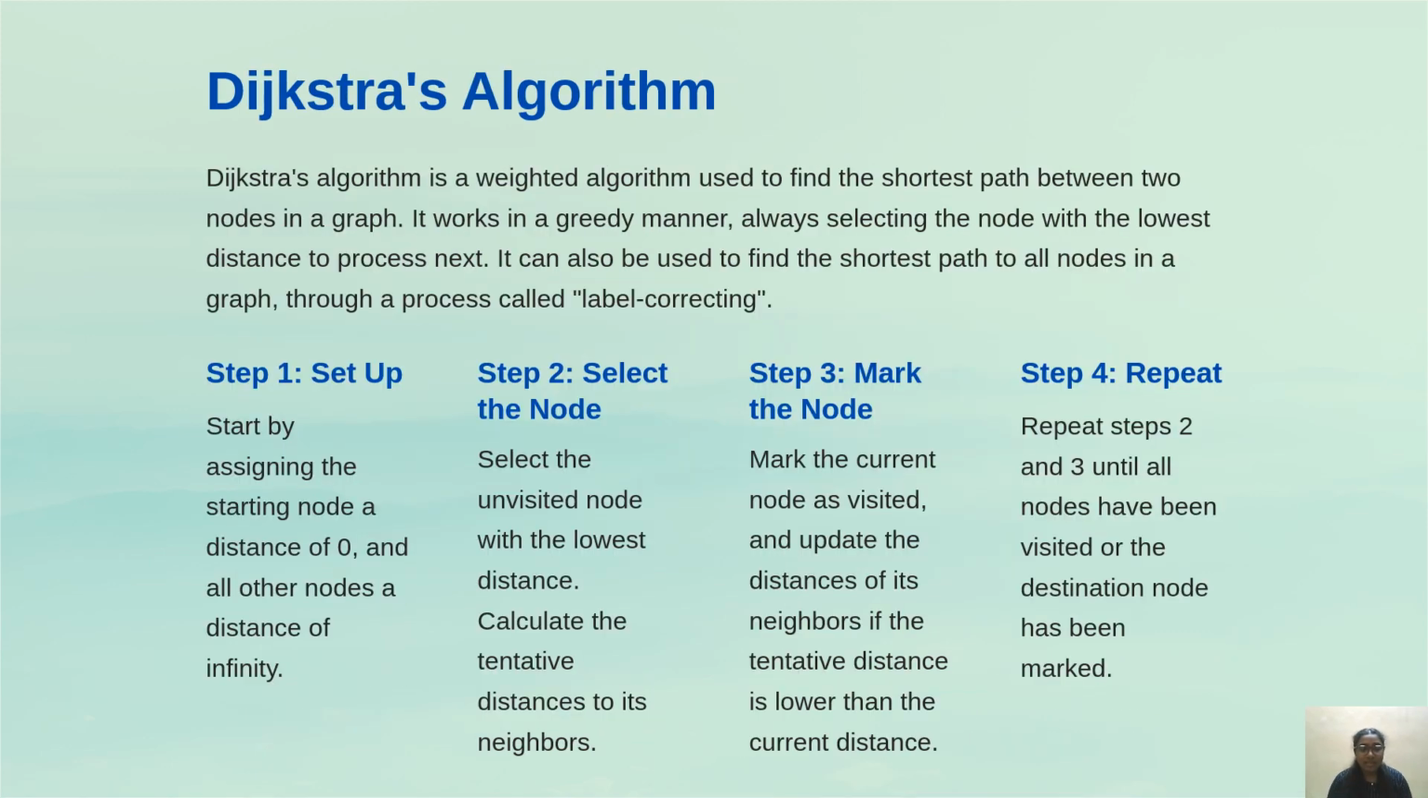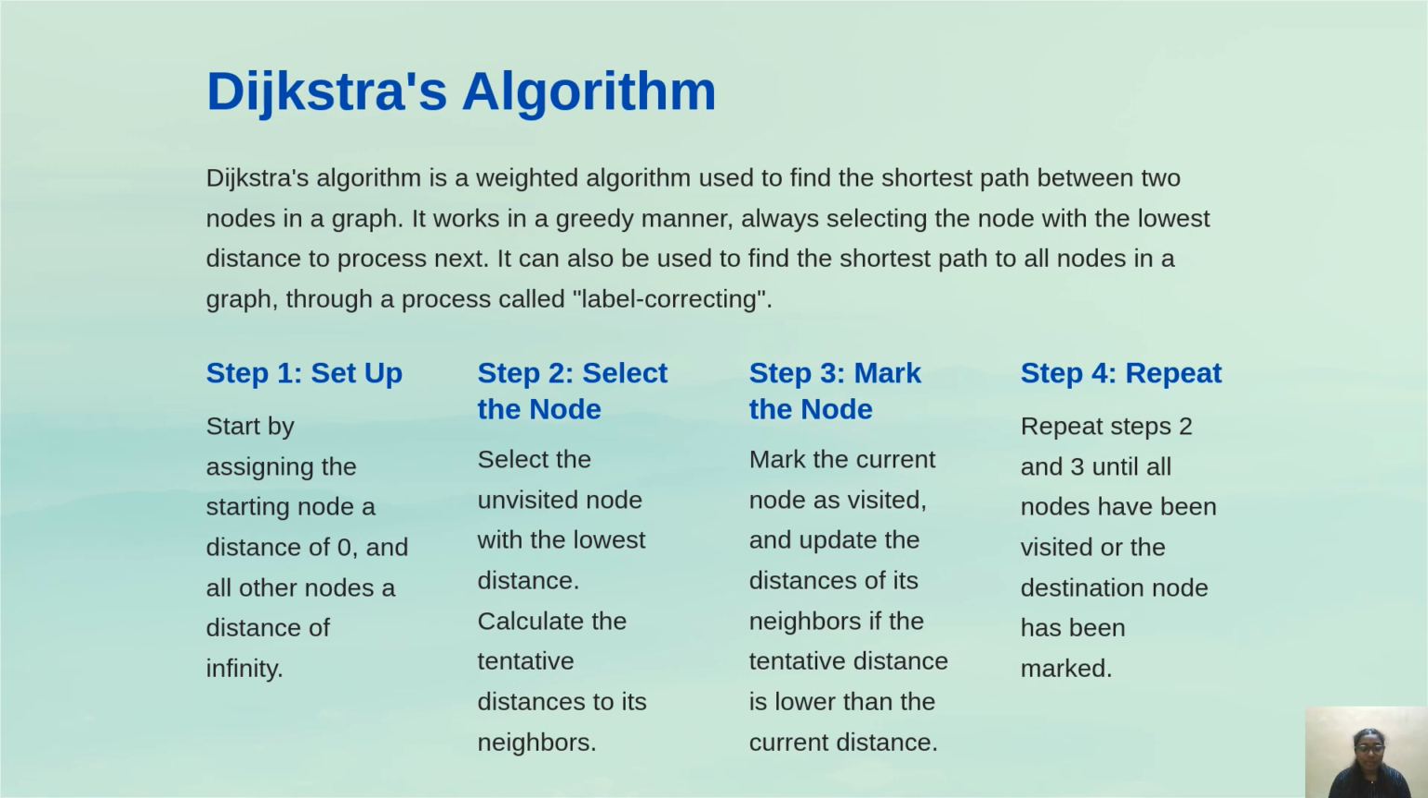Dijkstra's algorithm. Dijkstra's algorithm is a weighted algorithm used to find the shortest path between two nodes in a graph. It works in a greedy manner, always selecting the node with the lowest distance to process next. It can also be used to find the shortest path to all nodes in a graph through a process called label correcting.